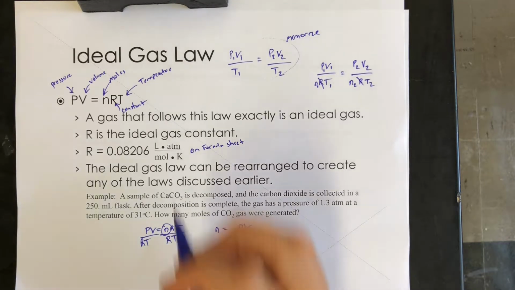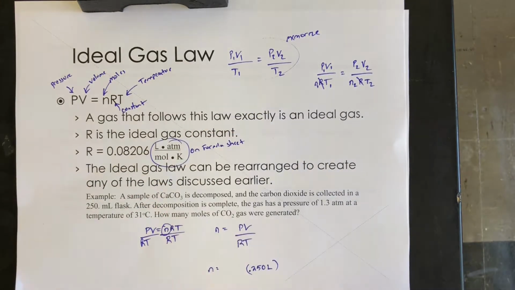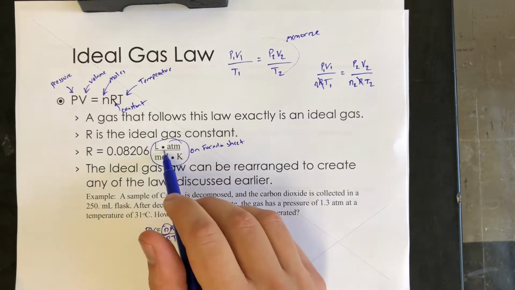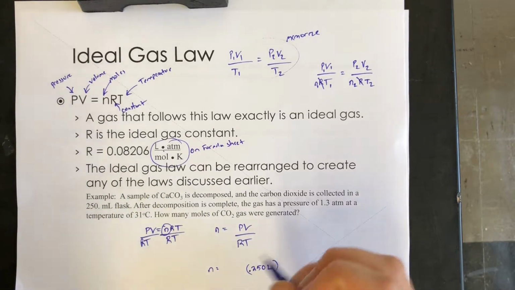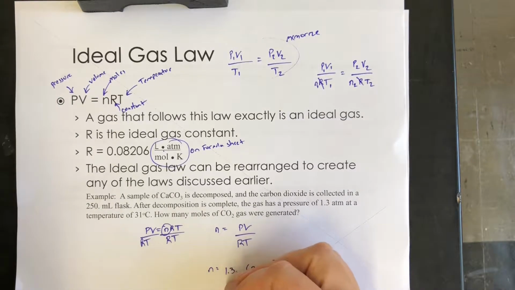The one thing that you really need to pay attention to is the units in your constant. Your units have to match up. So if you don't have the same units as your constant, you need to change it. So I needed to convert milliliters to liters. The other information I'm given is pressure is 1.3 atmospheres.